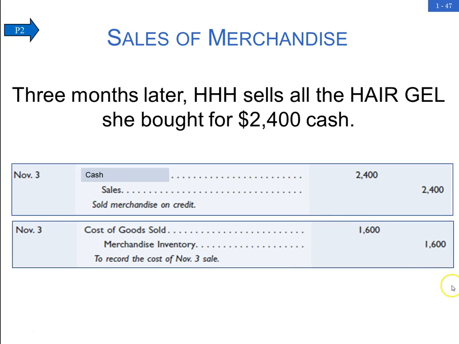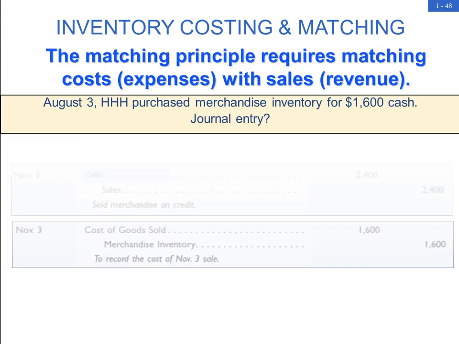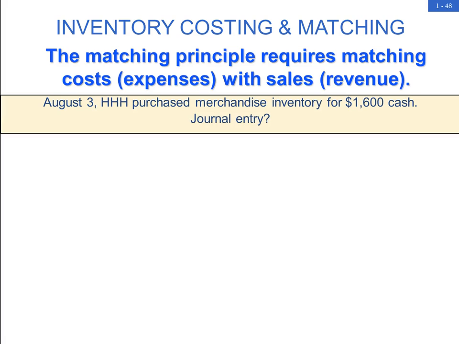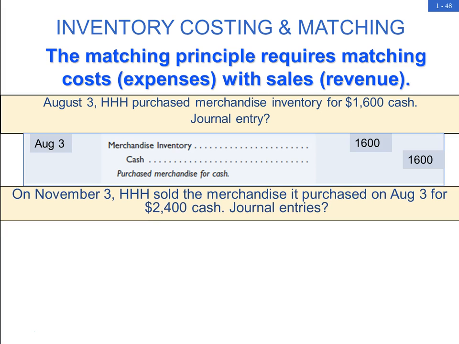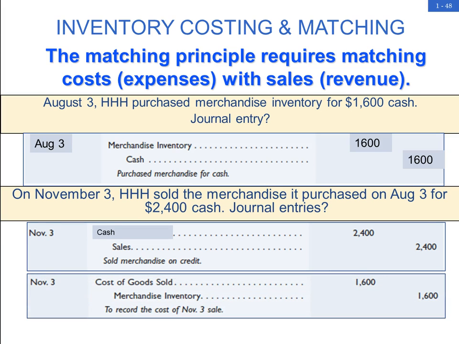And now we've matched the expense, or the cost of the inventory, with the revenue that it helped generate, both on November 3rd, not back in August when we purchased the merchandise inventory. Remember, that goes back to the matching principle, which requires matching the costs and expenses with the sales revenue. So, August 3rd, we purchased merchandise inventory for $1,600 cash. On November 3rd, we sold that merchandise for $2,400, so we don't take the expense of inventory, which is called cost of goods sold, until we actually make the sale.